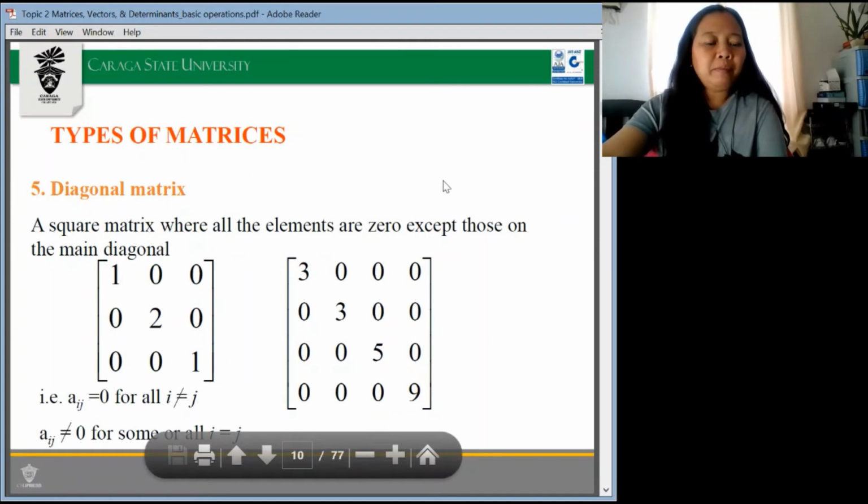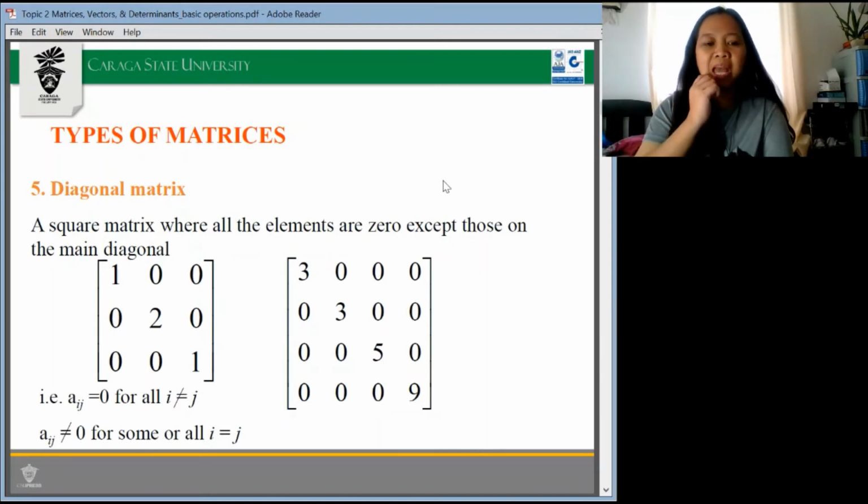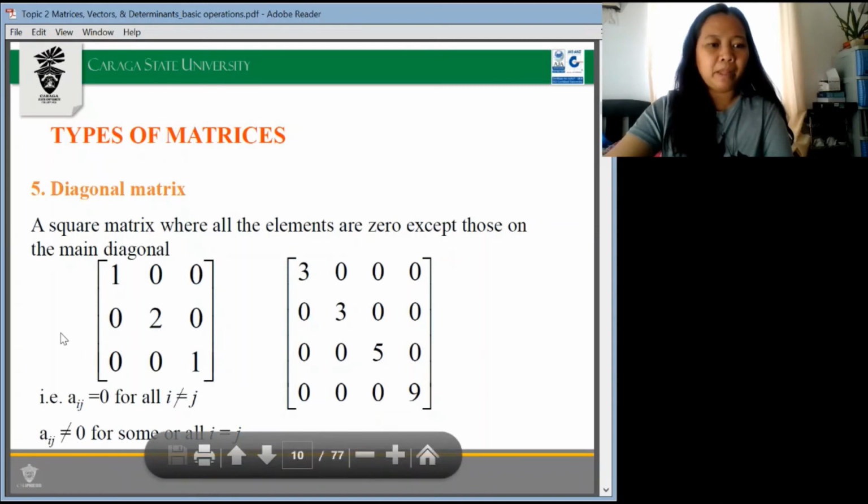The next type of matrix is a diagonal matrix. This is a square matrix where all the elements are 0 except those on the main diagonal. So a diagonal matrix has elements equal to 0 for all elements except in the main diagonal. And this is the main diagonal of a matrix. And in this 3 by 3 matrix, we have this one. Okay?